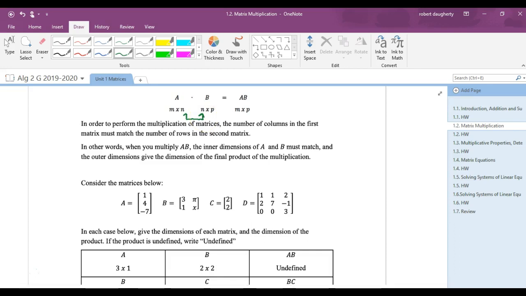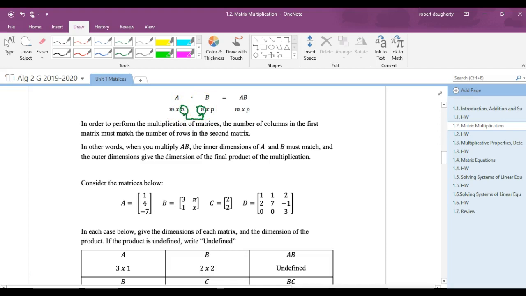More precisely, this represents what? Number of rows or columns. The number of columns of this matrix has to match the number of rows of this one. That's too troublesome to remember. Just write the dimensions. If these two numbers are matched, you can do the multiplication.